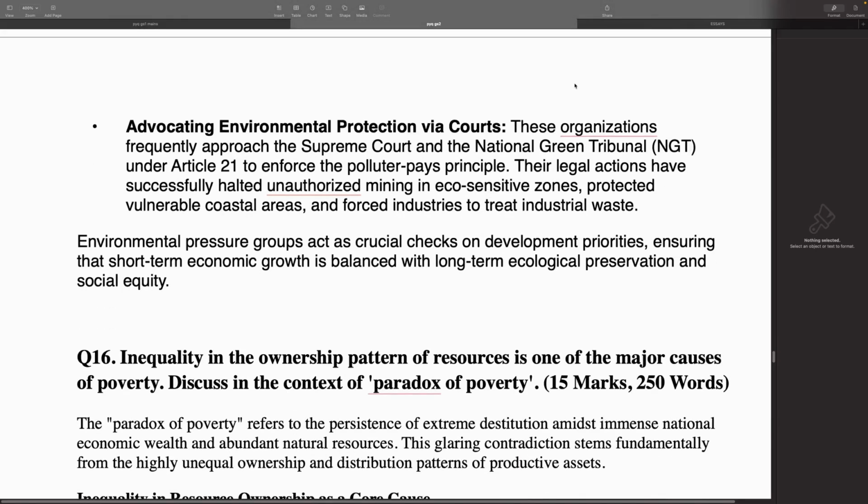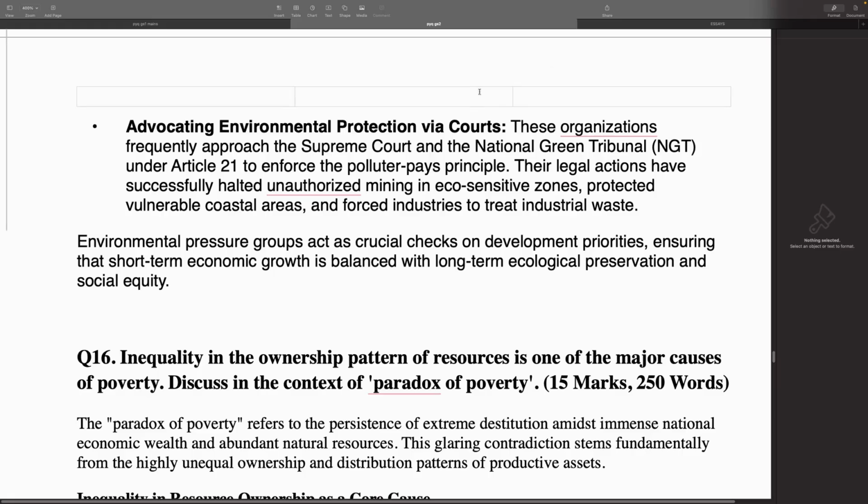Advocating environmental protection via courts. These organizations frequently approach the Supreme Court and the National Green Tribunal under Article 21 to enforce the polluter pays principle. Their legal actions have successfully halted unauthorized mining in eco-sensitive zones, protected vulnerable coastal areas, and forced industry to treat industrial waste. Environmental pressure groups act as crucial checks on development priorities, ensuring that short-term economic growth is balanced with long-term ecological preservation and social equity.